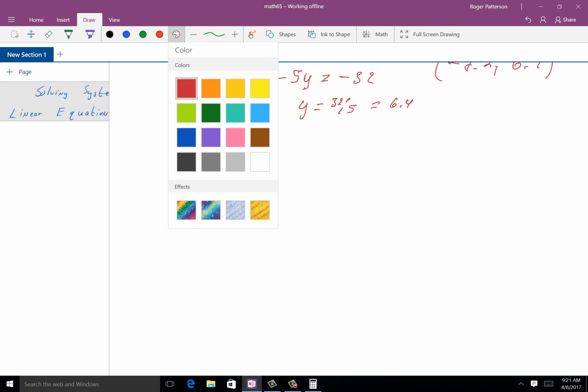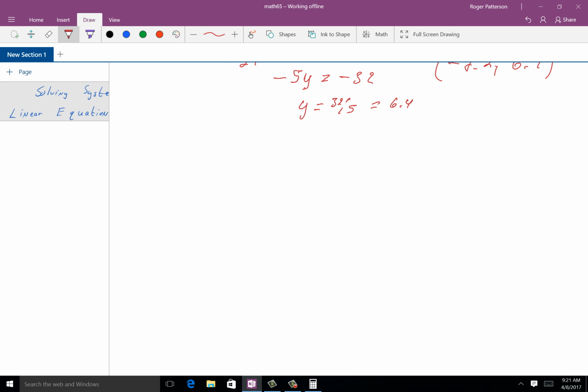Okay, so I'm going to continue to go here. All right, so we just did an example of substitution, so let's do a few more, before we move on to elimination.